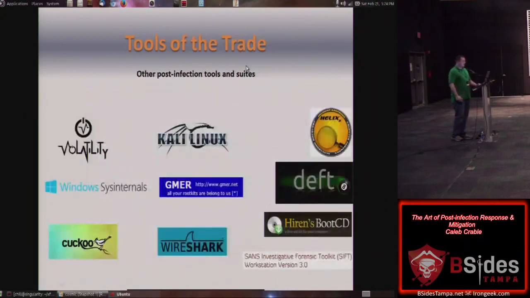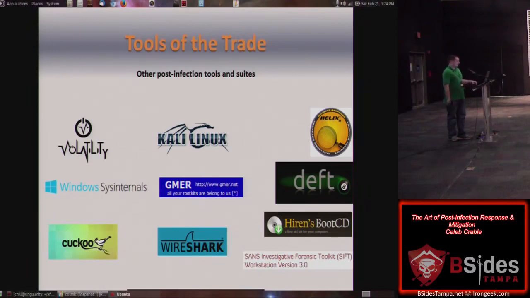So, other tools you should use: Volatility, of course. Kali, you can do some DNS sinkholing and stuff like that. It's not just for penetration testing. You can run services, all kinds of stuff like that. Windows Sysinternals, Process Explorer. There's a host of other ones in there that will help you and do things that you never thought your computer could do.